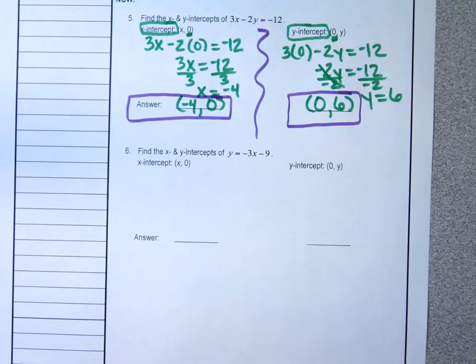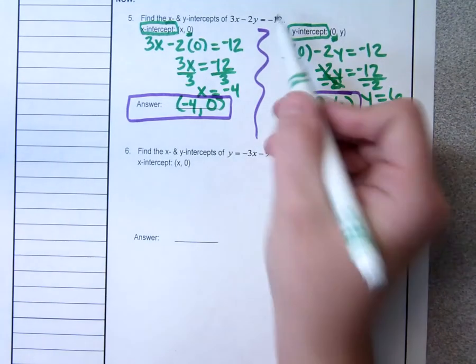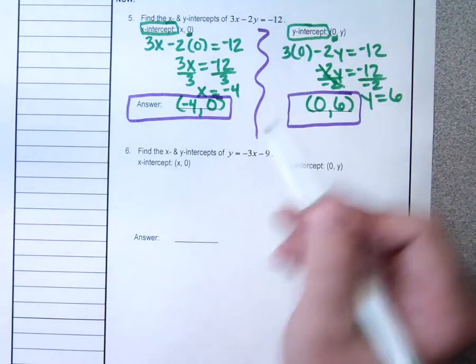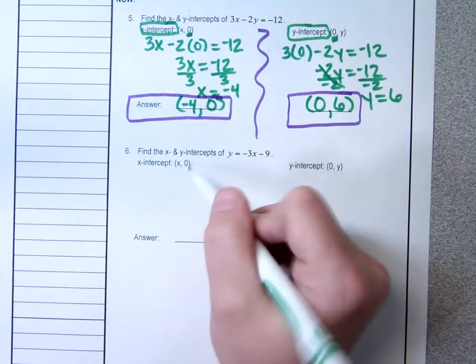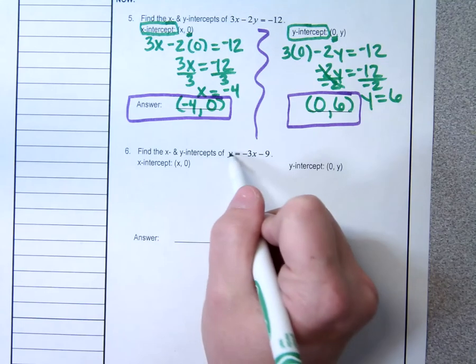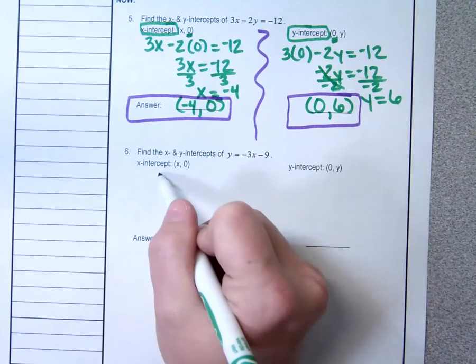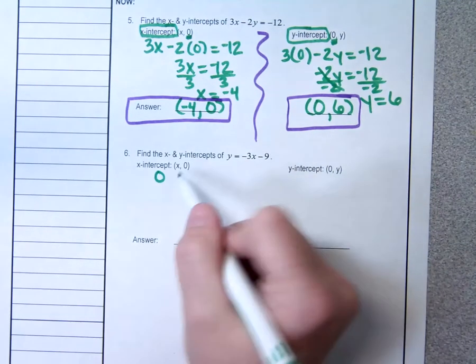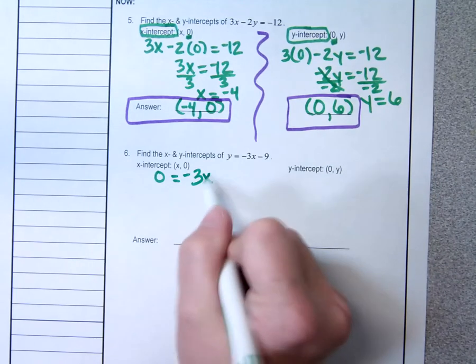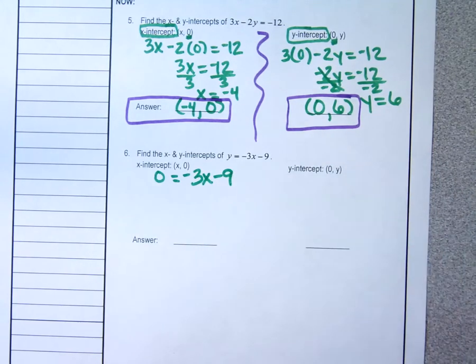Okay, this next problem is the same, it's just the equation looks different than this one did up here. So if I want to find the x-intercept, I'm going to put 0 into the y. So where this y is, I'm going to put a 0, and then I'm going to recopy. Equals negative 3x minus 9.